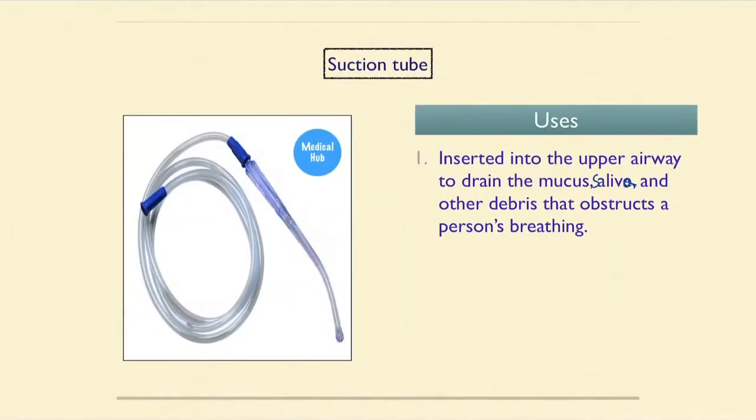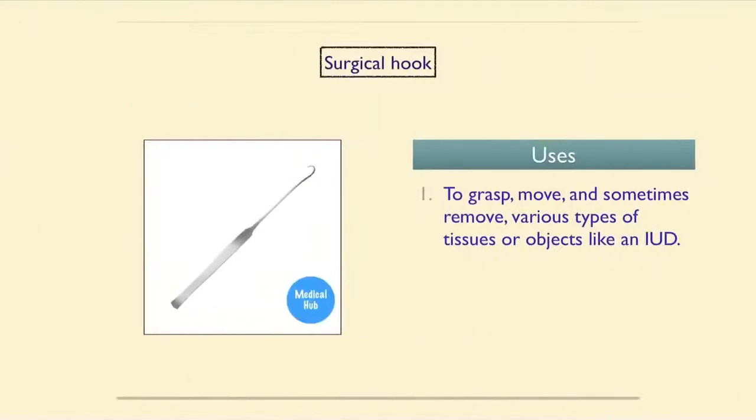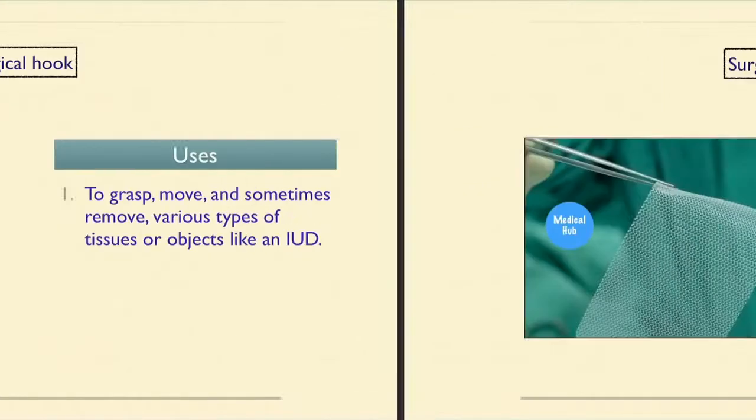Okay, so next instrument is suction tube. So it is inserted into the upper airway to drain the mucus, saliva and other debris that obstructs a person's breathing. Next is surgical hook. It is used to grasp, move and sometimes remove various types of tissues or objects like an IUD.